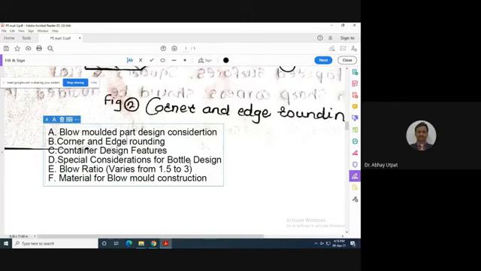Blow ratio is the diameter of product divided by the diameter of parison, or diameter of mold divided by diameter of parison. It is always more than 1.5 and varies from 1.5 up to 3. If you want to improve the blow ratio further, you should maintain the parison temperature properly. With optimum temperature, you will get maximum blow ratio during blowing operation. And for material of blow mold construction, as I just told, aluminum alloys, copper beryllium alloys, and steel. So this is as far as design consideration of blow mold is concerned.